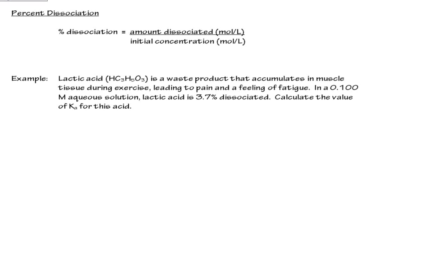All right, let's start doing some calculations with acids and bases. One option would be a percent dissociation calculation. Sometimes they'll measure the strength of an acid by its percent dissociated. So here we have some lactic acid. It is a waste product that accumulates in your muscles. In a 0.1 molar aqueous solution, lactic acid is 3.7% dissociated. Calculate the value of Ka for this acid.